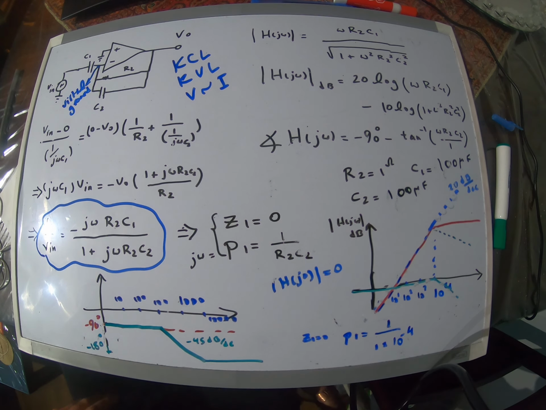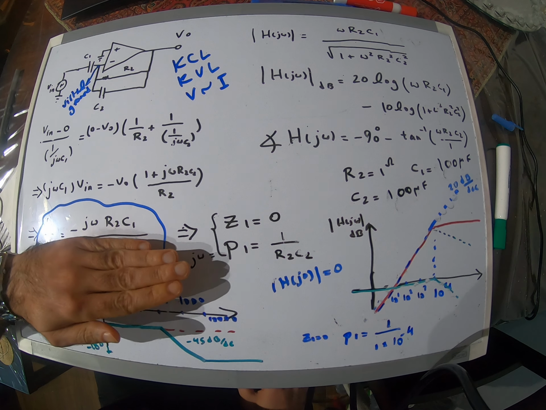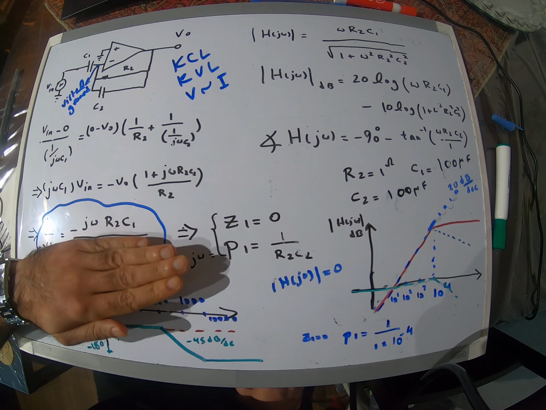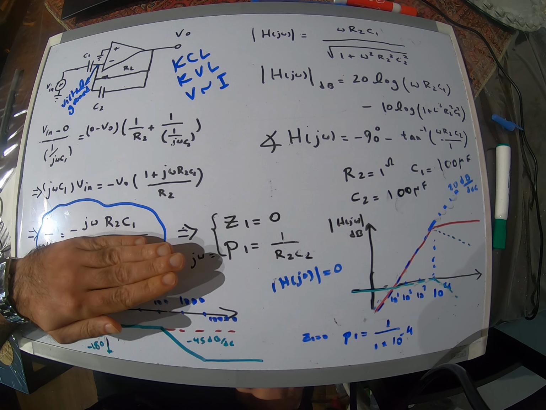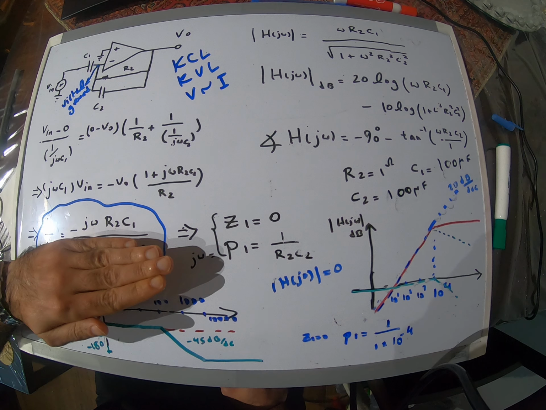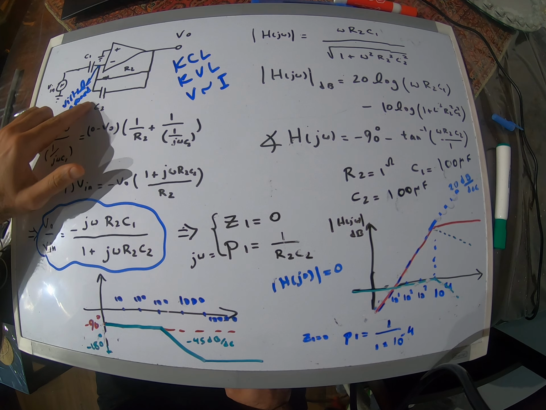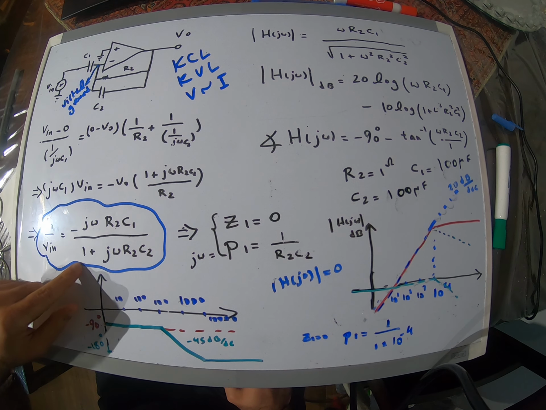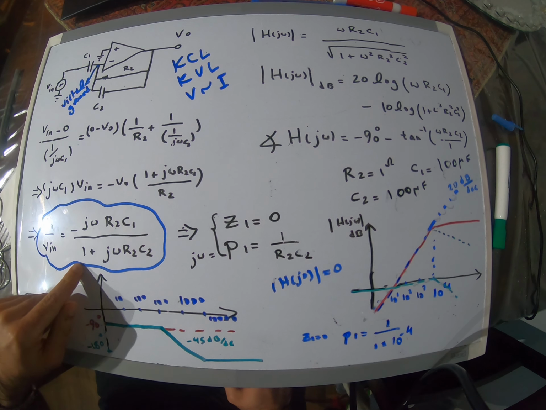If we didn't have C2, you would only get this part. You only get the numerator here, right? And you would just have one zero, and that would be it. But by adding a C2 here, you would also have a pole in your transfer function.